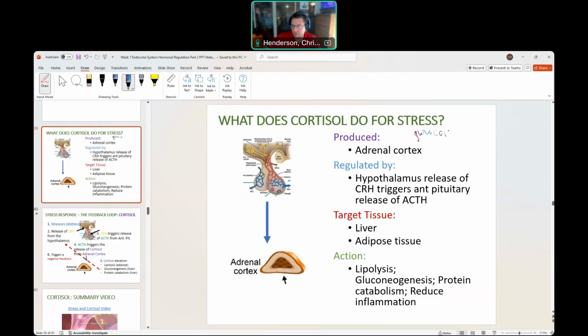Glucocorticoids. So obviously, corticoids, I think that's how you spell it. Obviously, it's a steroid, and it has to do with glucose. All right. So it's also known as a stress hormone. So let's talk about it.